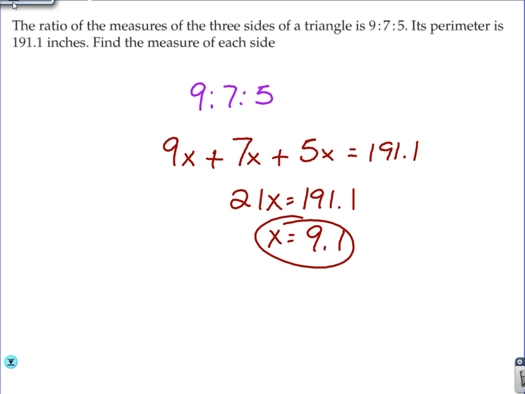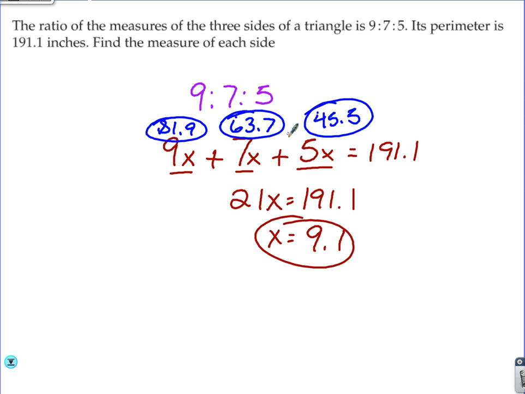So here we go. x is 9.1, and what that does for you is your three side lengths are 9x, 7x, and 5x. Since x is 9.1, this side length is no longer 9x. It is now 9 times 9.1, or 81.9. The middle side length is no longer 7x, but now 7 times 9.1, which is 63.7. And your last side length is no longer 5x, but now 5 times 9.1, which is 45.5.